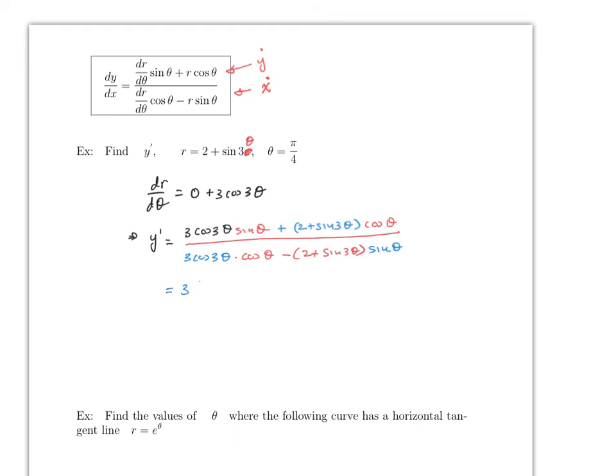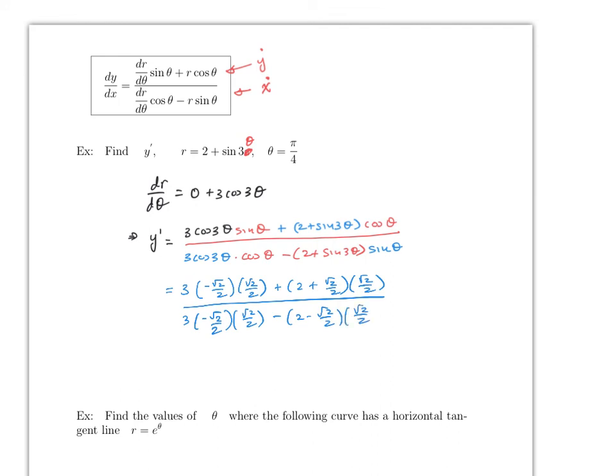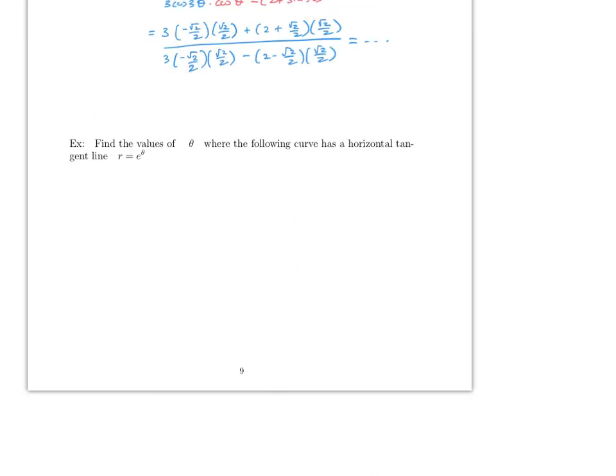So this is 3 times negative square root of 2 over 2, which is the value for sine theta and cosine 3 theta. Okay, so you should check this. Like I say, this is tedious, but it's not hard. And then just simplify the bottom too. Okay, times this and minus this. Then whatever that is. All right, let's move to the next problem.